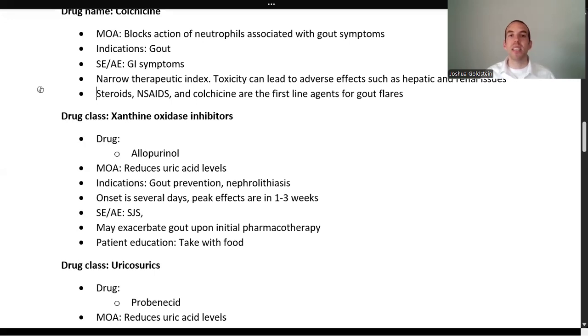Colchicine, let's learn about that because NSAIDs and steroids we've already covered elsewhere. The mechanism of action of colchicine is that it blocks neutrophils that are associated with the buildup of uric acid that causes gout. The indication for this is obviously gout, and that's all we use this for. The adverse effects of this is that it can cause some GI issues. This does have a narrow therapeutic index, so we have to be very careful with our dosages. And like I said, the other options to treat a gout flare-up are NSAIDs and steroids. Now, do keep in mind, these are generally considered equivalent first-line options. Depends on the patient, depends on the provider, what they're going to do.